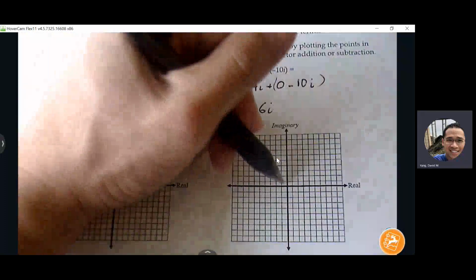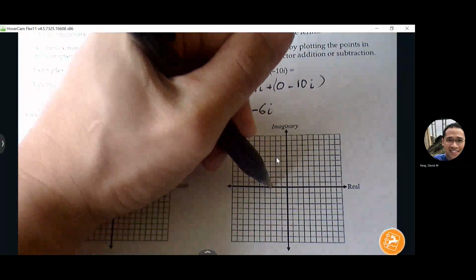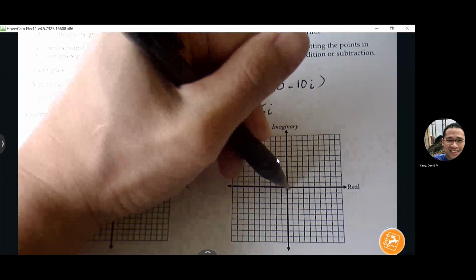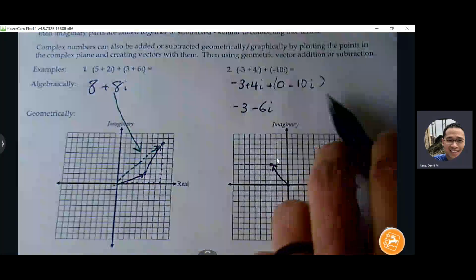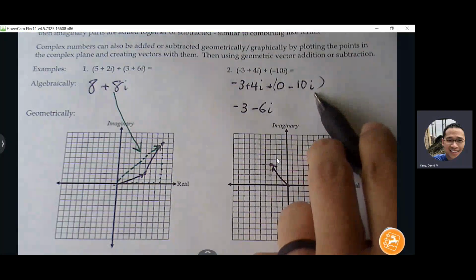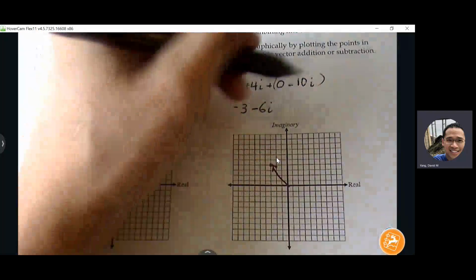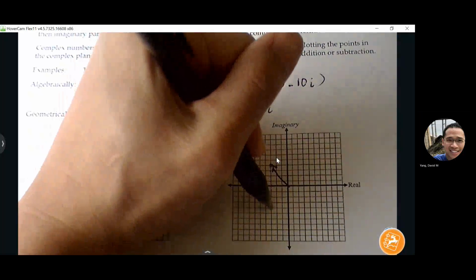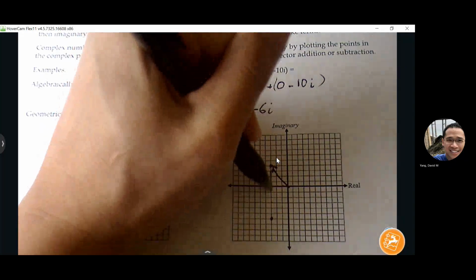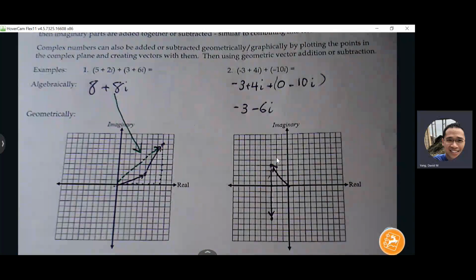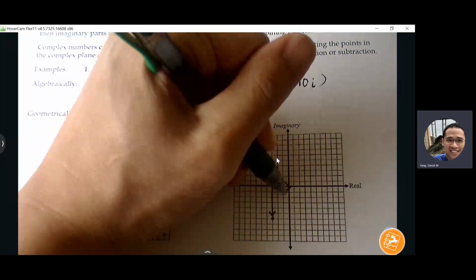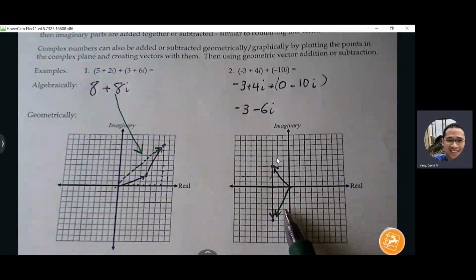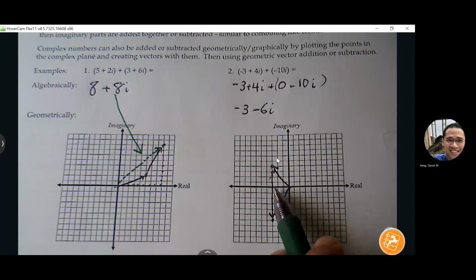Start with -3 plus 4i. Okay, what's 0 minus 10i gonna be looking like? Straight down, yeah. I'm not gonna go left or right, I'm gonna go straight down. Your resultant vector is just from your initial to your final destination. Go ahead and count that. That should match -3 minus 6i. Go left 3, down 6.